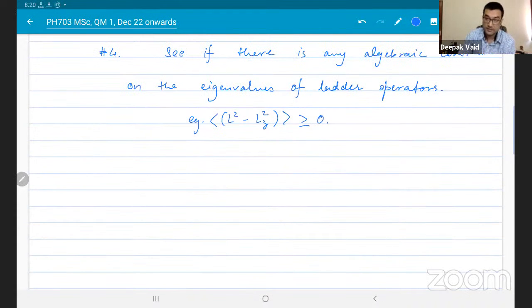Okay, so this is just to summarize the procedure of how you construct these states. So finally, for angular momentum, we are left with this, right?